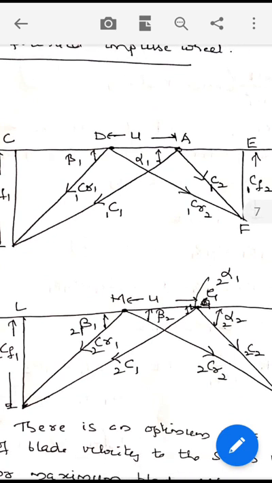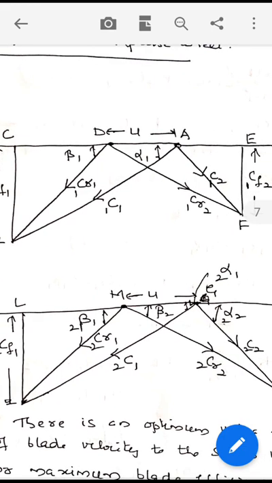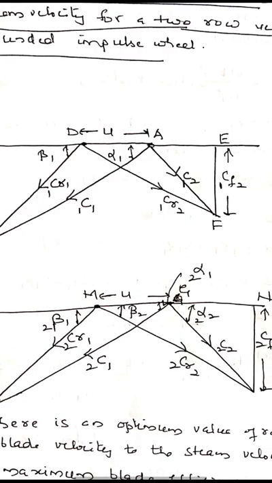Here, in 2u Cw by C1 square, Cw is the summation of Cw obtained in both the stages, 1Cw plus 2Cw. 1Cw is the resultant whirl velocity obtained in the first stage. First we'll go to the first stage: 1Cw equal to AC plus AE. What is AC? C1 cos alpha 1. Then what is AE? AE equal to DE minus AD.